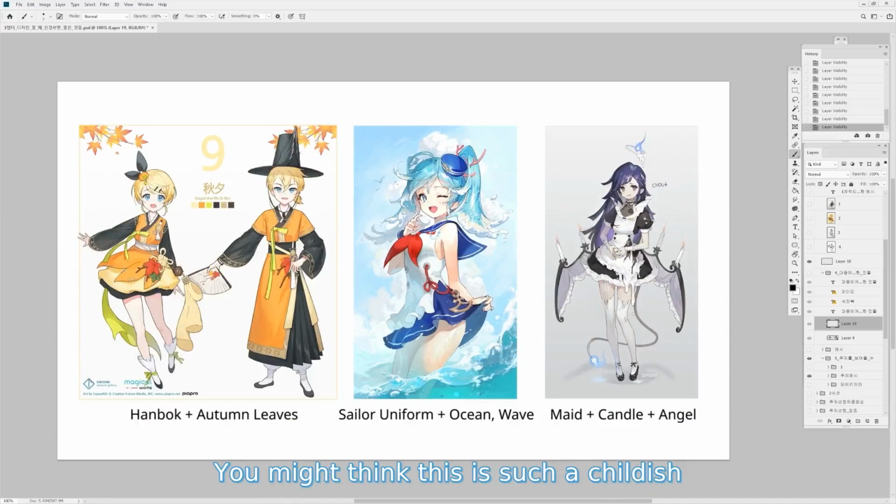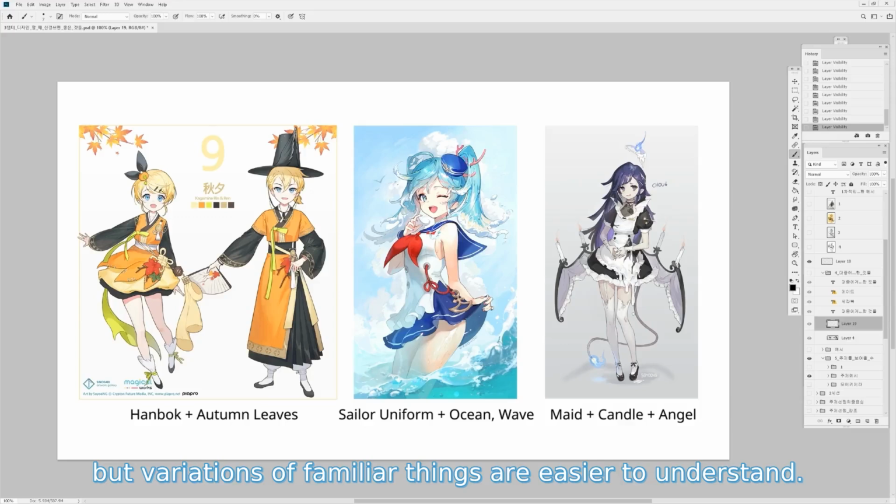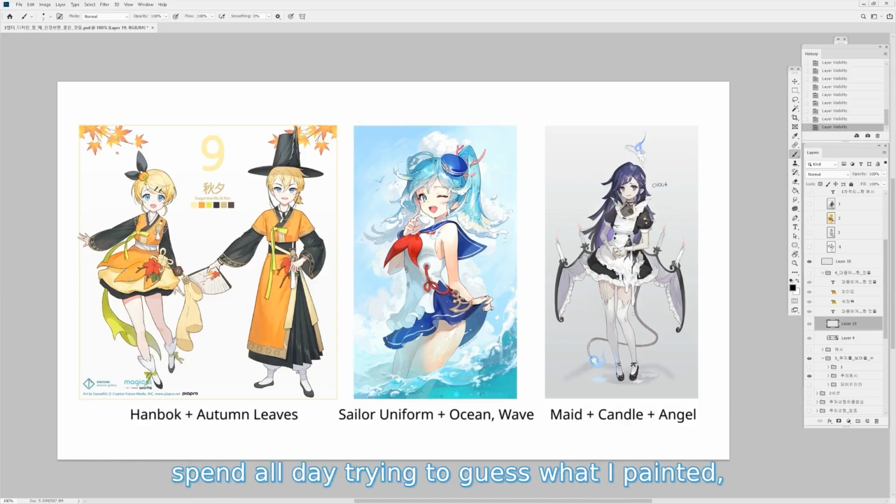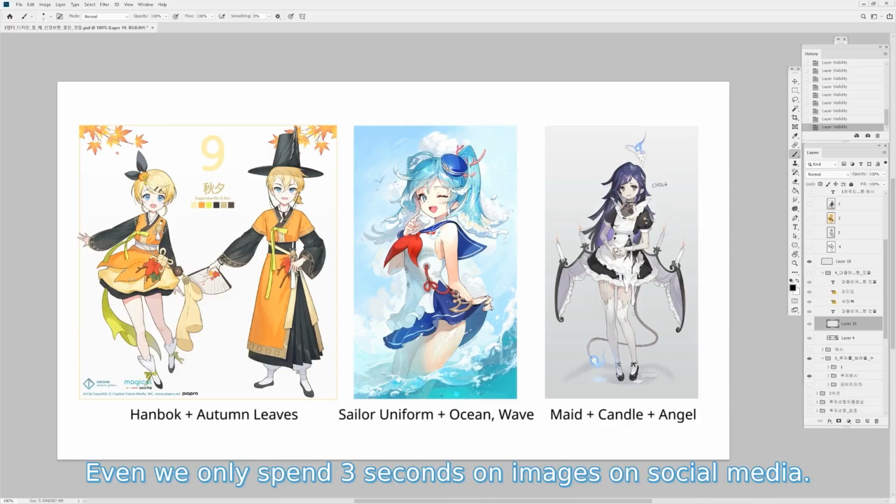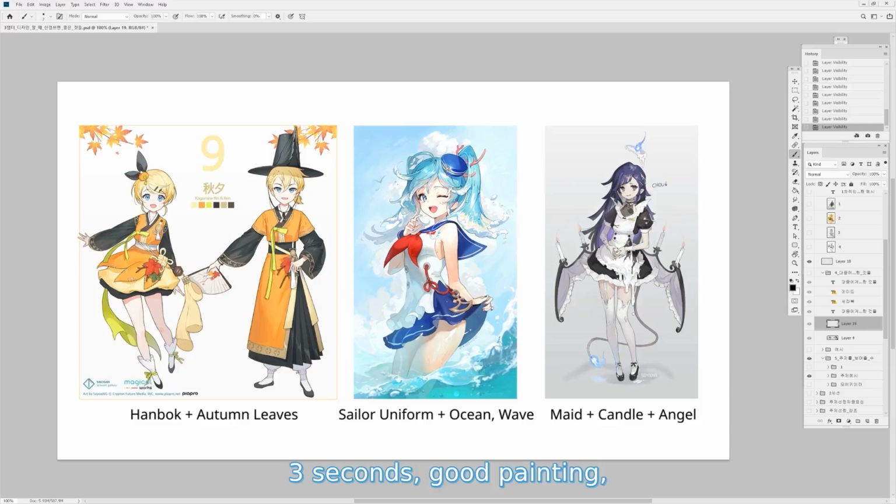You might think this is such a childish and simple design method, but variations of familiar things are easier to understand. It would be nice if people spend all day trying to guess what I painted, but as I said, people don't look at our paintings that long. Even we only spend 3 seconds on images on social media. 3 seconds, good painting, 3 seconds, good painting, and we keep scrolling down.